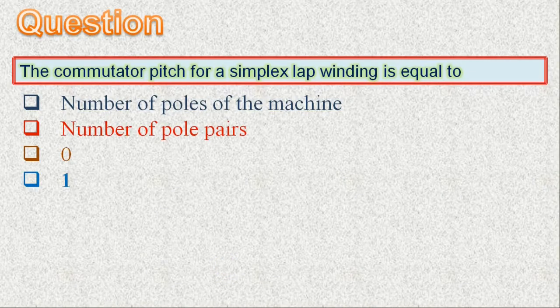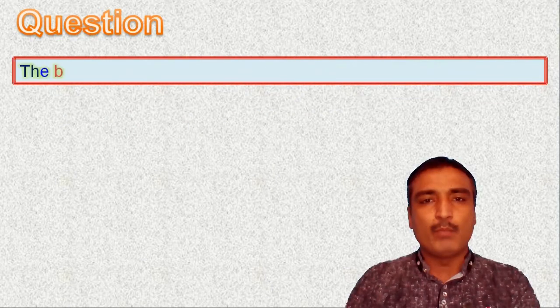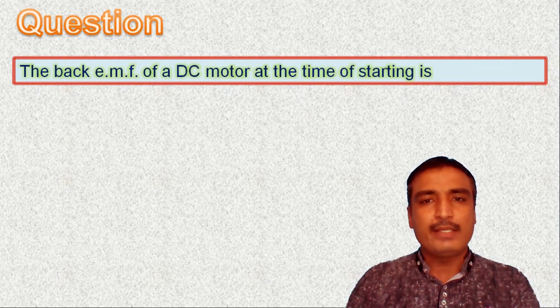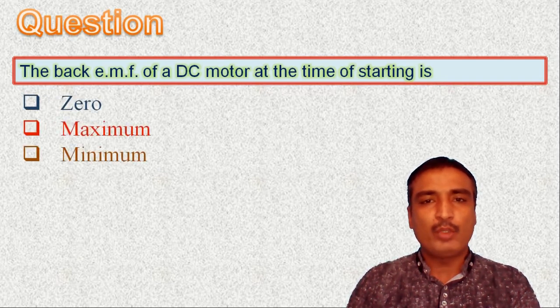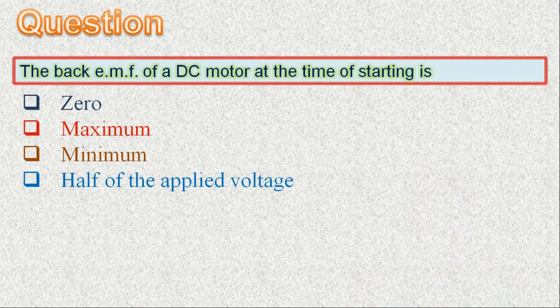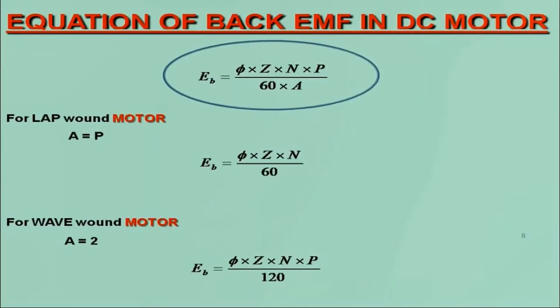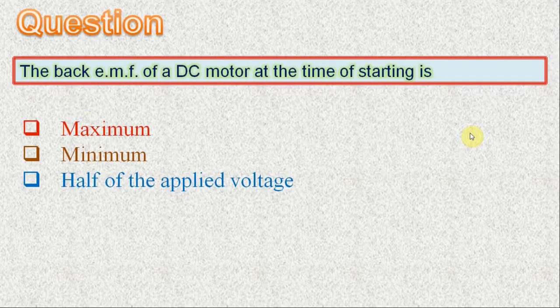Next question is, the back EMF of a DC motor at the time of starting is. The options are 0, maximum, minimum, half of the applied voltage. Now recall the back EMF equation of the DC motor, from which we can easily conclude that the back EMF of a DC motor at the time of starting will be 0. So, the first option is the correct answer.